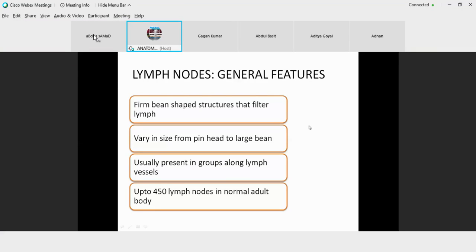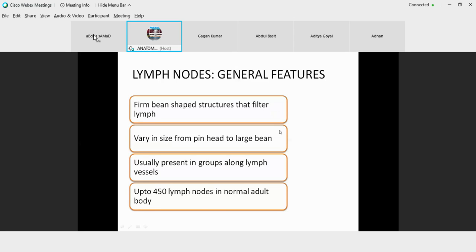What is lymph? Can somebody tell what is lymph? Tissue lymphatic vein. So it is the interstitial fluid that drains into the lymph nodes.